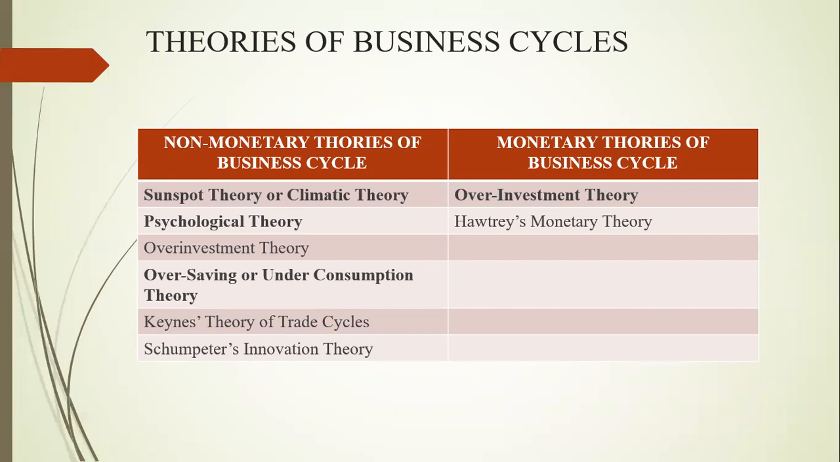Then there is the psychological theory, over investment theory, over saving and under consumption theory, then the theory of trade cycles, and innovation theory. All these theories are traditional theories. And among monetary theories, there are the over investment theory and the monetary theory. Out of all these theories, only 4 are in your syllabus: the sunspot theory, psychological theory, over saving or under consumption theory, and over investment theory. All these theories we will discuss in the next lecture.